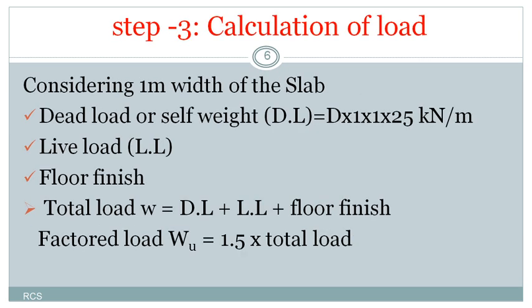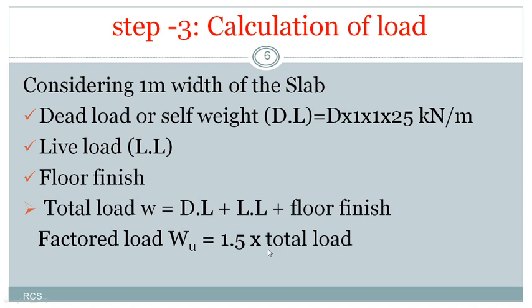Then we have to calculate loads. Generally, we have 3 types of load: dead load, that is self weight, live load, and floor finishes. The total load is nothing but the sum of all three loads, that is dead load plus live load plus floor finishes. After obtaining this total load W, we multiply it with the partial factor of safety, that is 1.5. So we get the factored load W equal to 1.5 into total load.